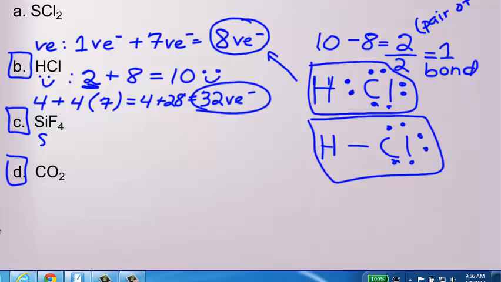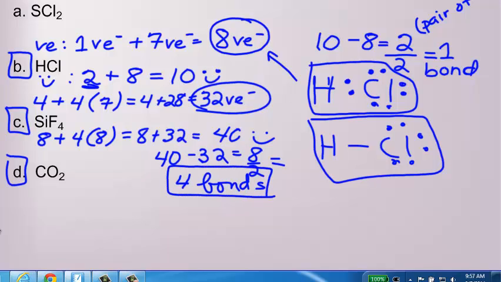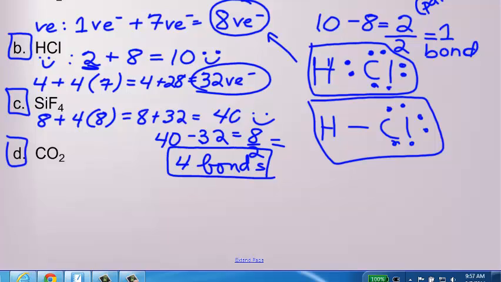Happiness is 8 for both of these guys, so Si is happy with 8. And you have 4 fluorines that are each happy with 8. So that's 8 plus 32, which gives you a total of 40 for happiness. We subtract, divide by 2, and this time we wind up with 4 bonds. So we're going to need 4 shared pairs in this molecule.